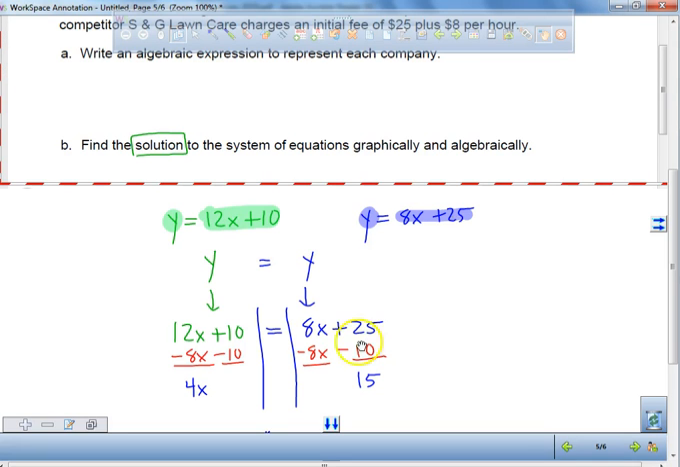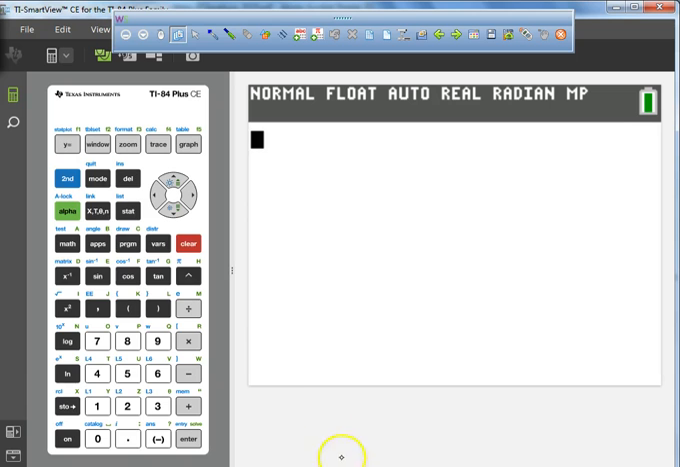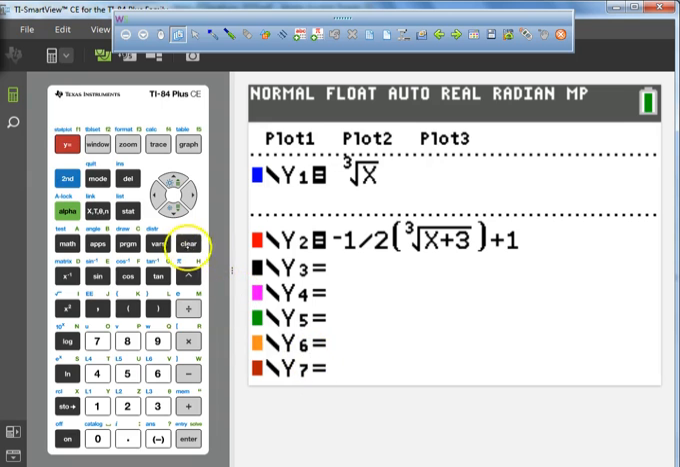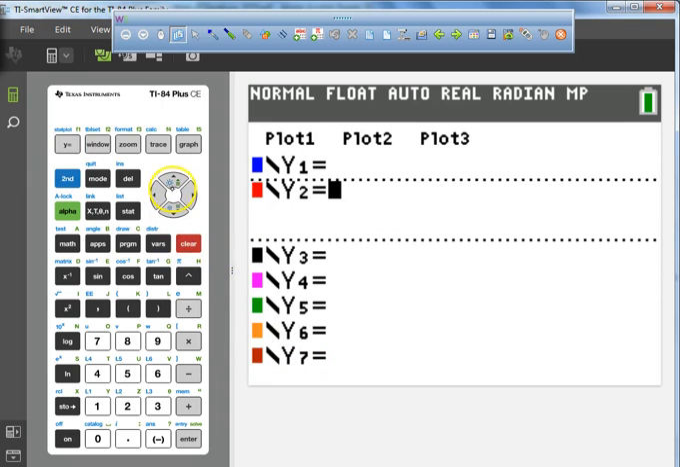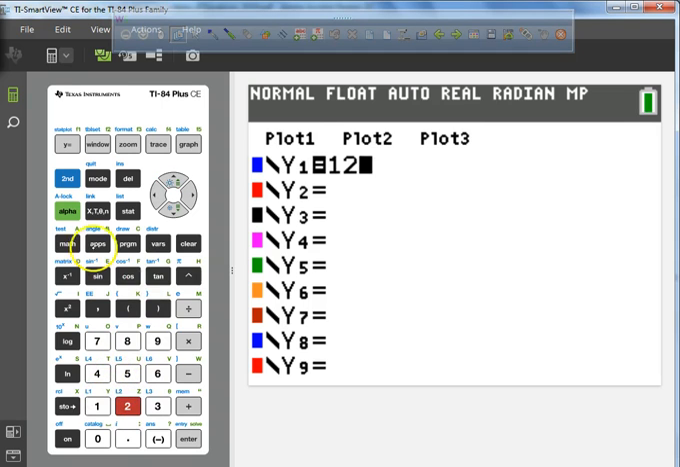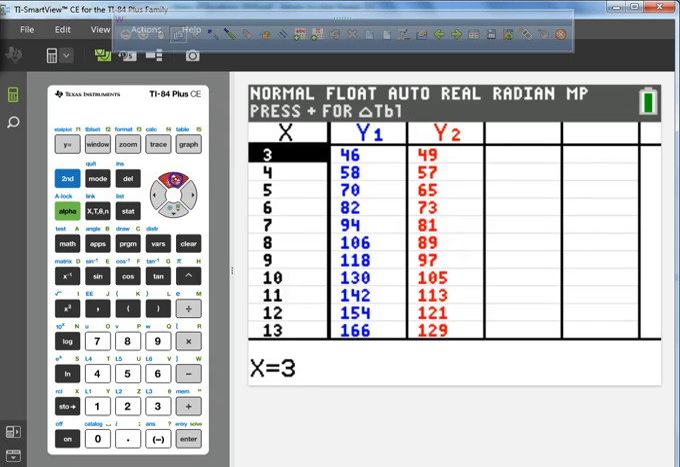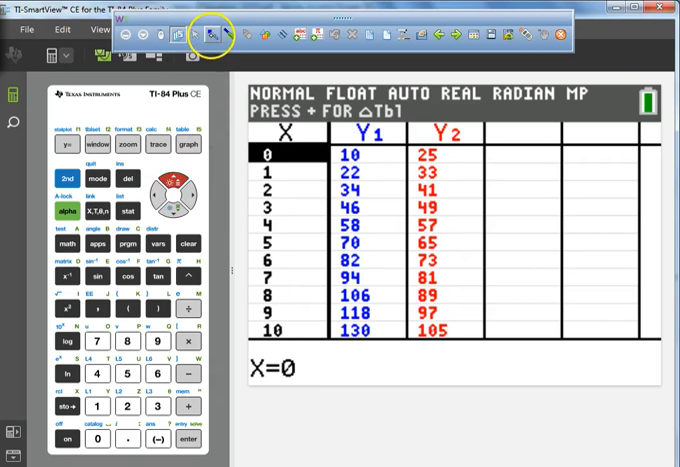So I want you guys to get your graphical calculator. This will make more sense if you just plug it into the old graphical calculator. I'm going to hit y equals, and I'm going to type in 12x plus 10 and 8x plus 25. Alright, so we're going to check our table. I'm going to check our table one at 0. There we go.